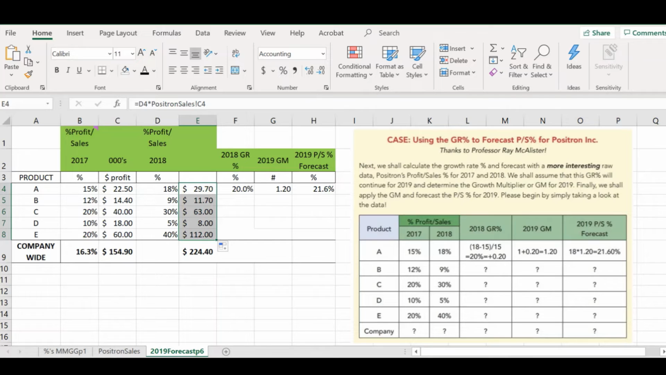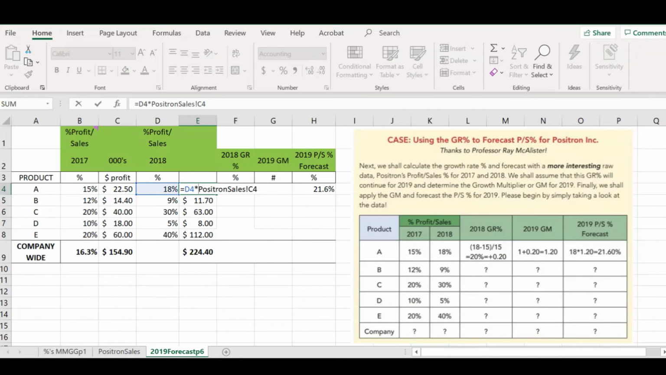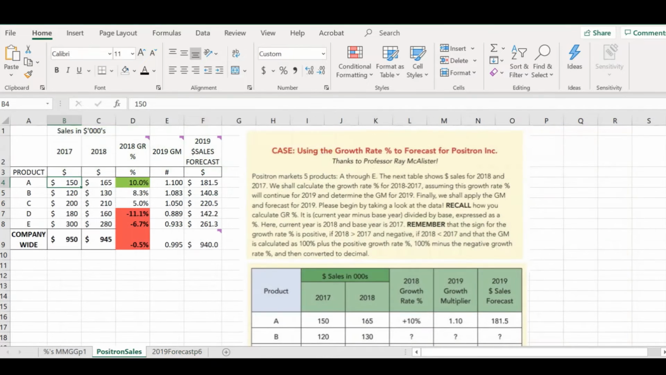So, and you can see here, there's the hint, okay? 18, now that's the growth rate. Here's what we have to have first. We have to get the profitability from each product. Again, I've taken the percent profit of sales and multiplied it times the total sales revenue for product A in 2018.